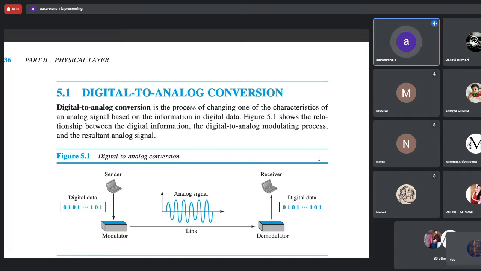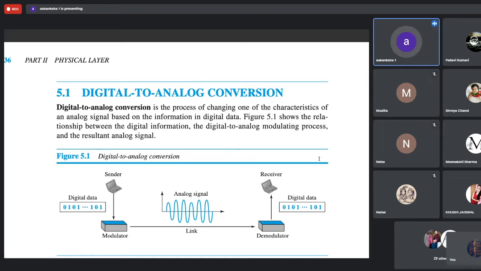So my analog signal is basically a continuous signal. When we are discussing anything analog, that is a continuous set of values, and normally we represent an analog signal as a sine wave, or a kind of signal which is going up and down continuously. The relationship between the digital information, the digital to analog modulating process, and the resultant analog signal can be seen in figure 5.1 here.